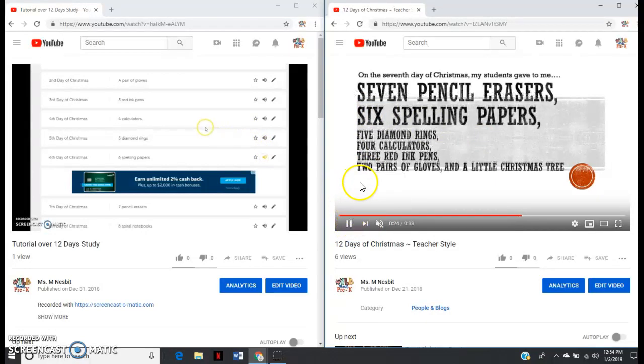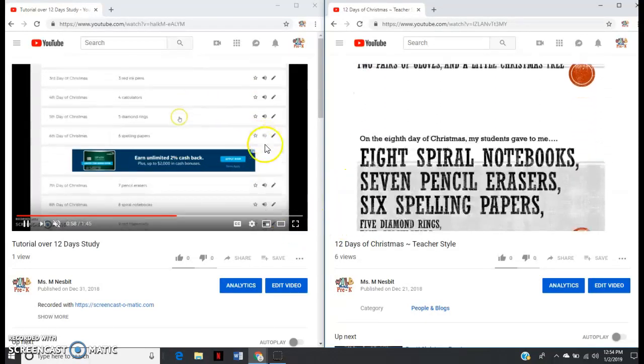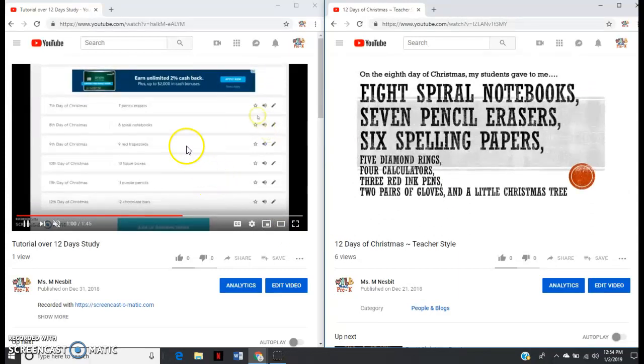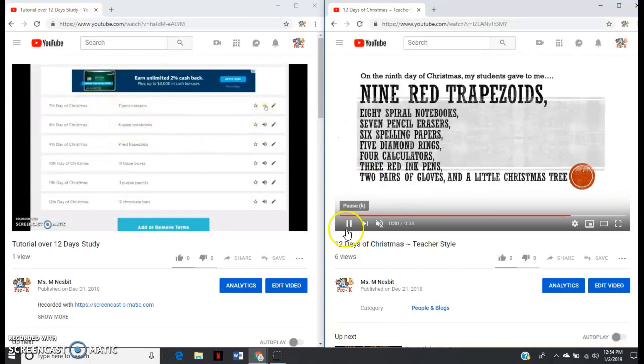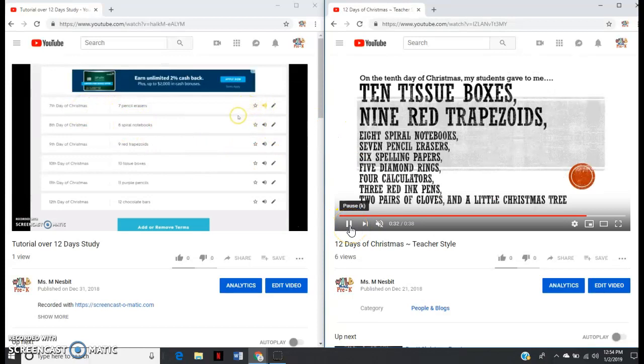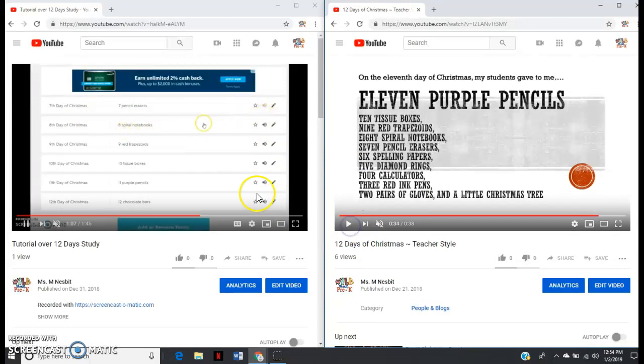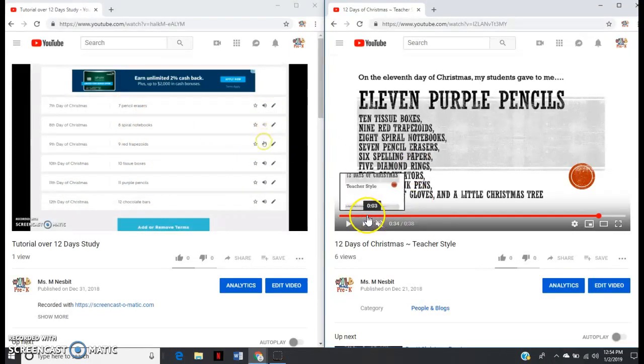We'll again go through each one, go on down to the 8th day, and the 9th, 10th, and again, here is your question and here is your answer. The Quizlet will help you to remember.